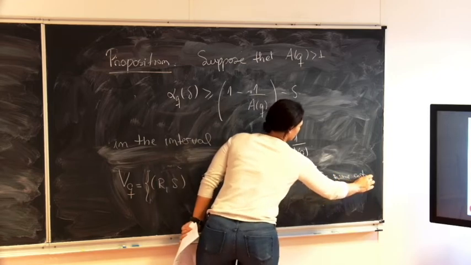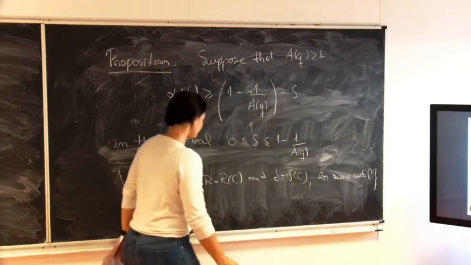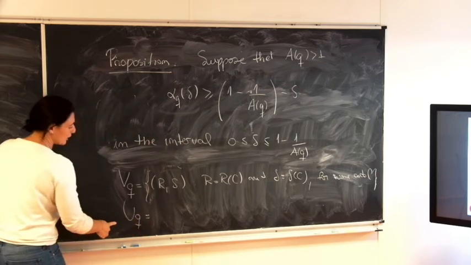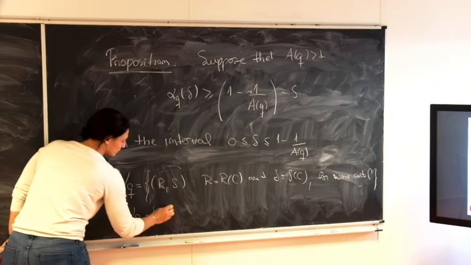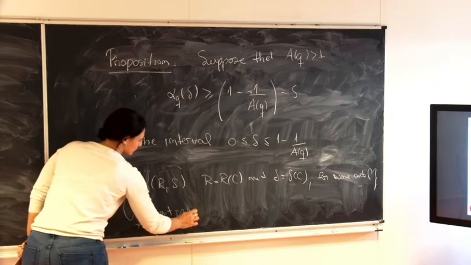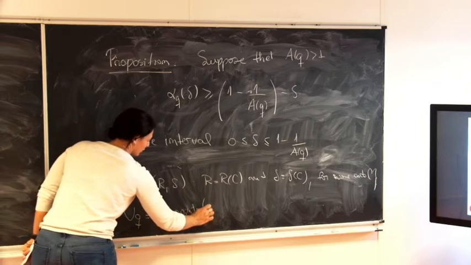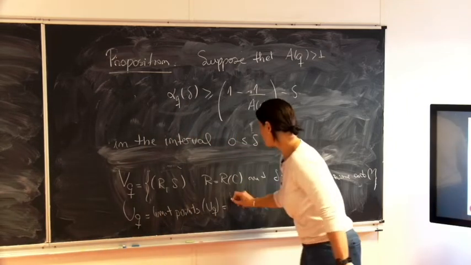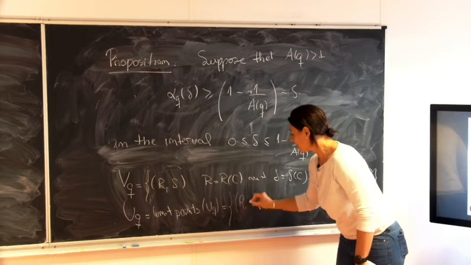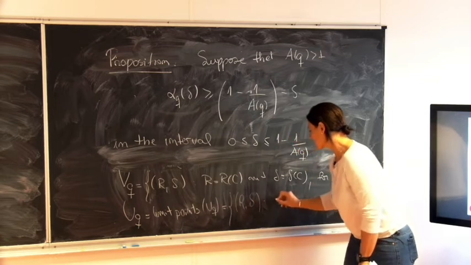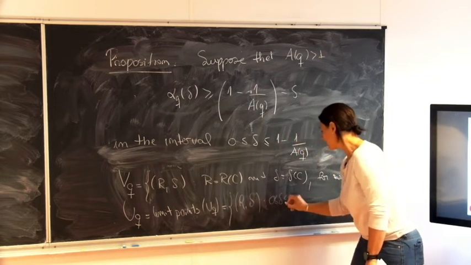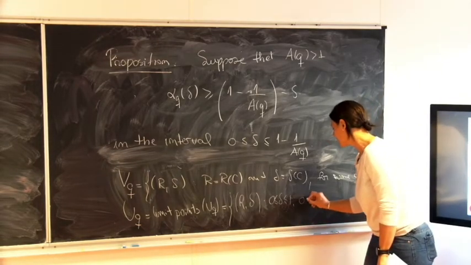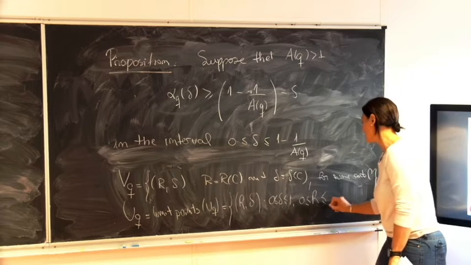And then we know that the set of limit points of B of q was actually the set of elements (R, delta), such that delta was between 0 and 1, and R was bounded by this Manin function.